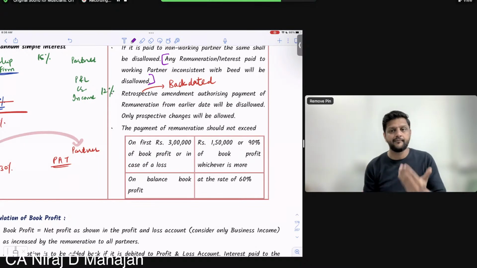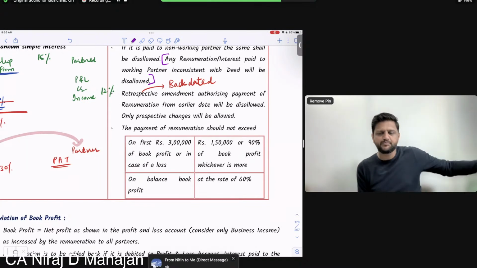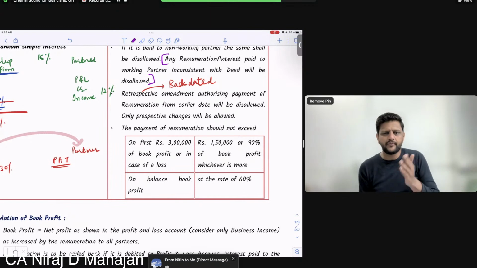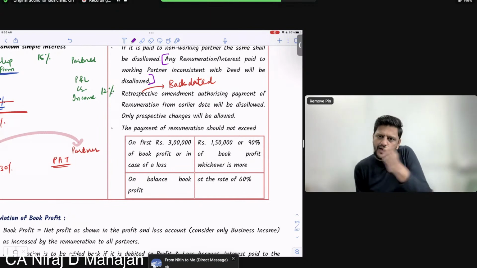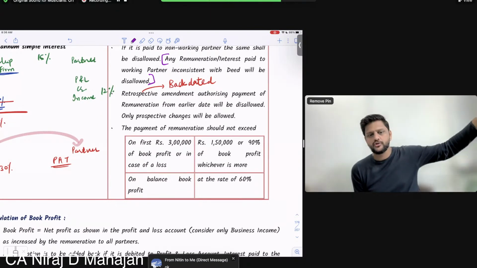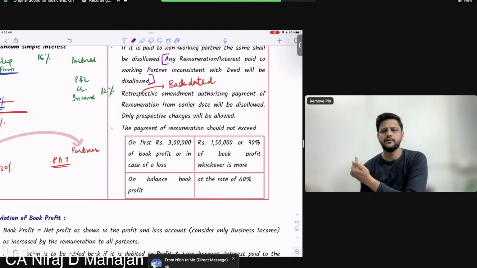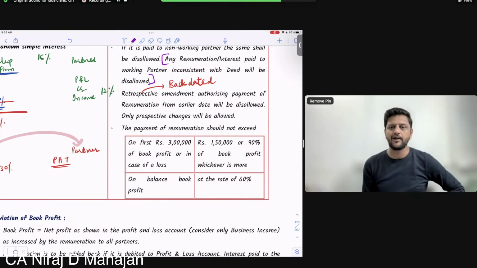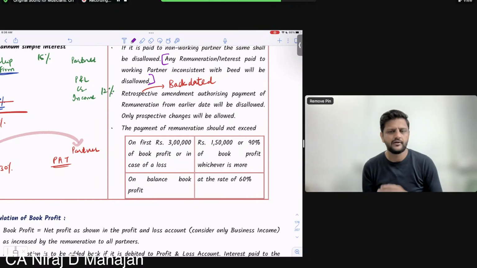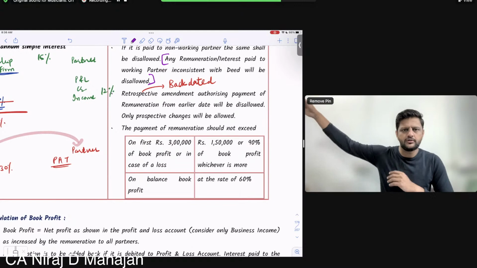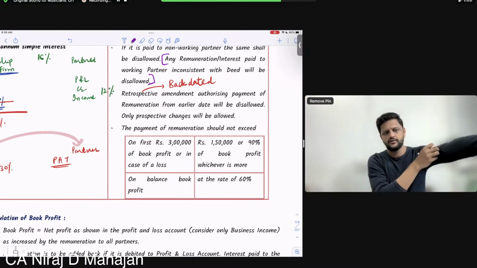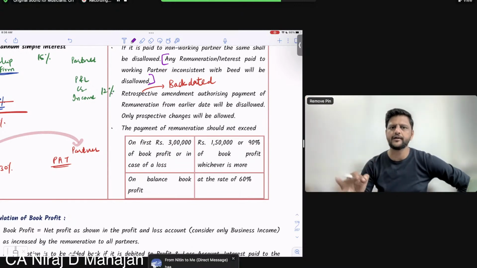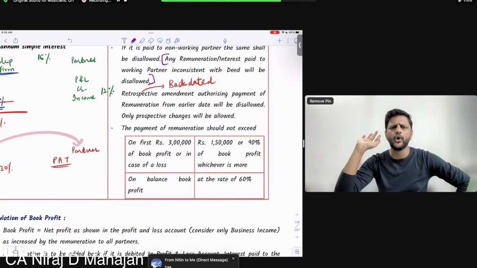Just like, if you remember, MOA, AOA, all the amendments are prospective. Whatever amendments you do are applicable from that day onwards, or they can be in the future also. But they can't be applicable backdated. It is not some kind of act or parliament law which you can do backdated. Otherwise you will change backdated profits, losses, and ratios also. So backdated amendments will be ignored.